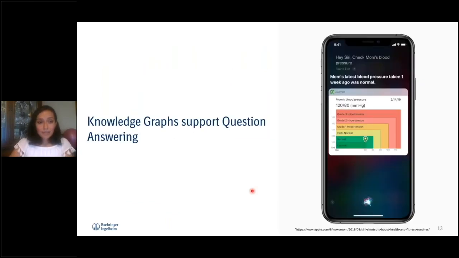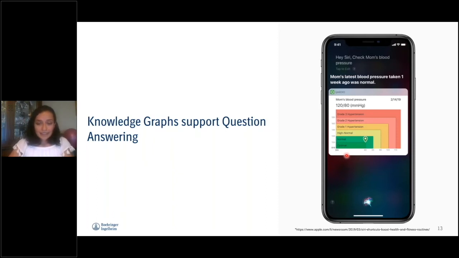And lastly, the knowledge graph supports question answering. Again, I found this picture on the internet where they asked Siri about their mom's blood pressure. So it understands what blood pressure is, and it also has reference data that it can compare against and give me an answer on whether the blood pressure is normal, high, or optimal.